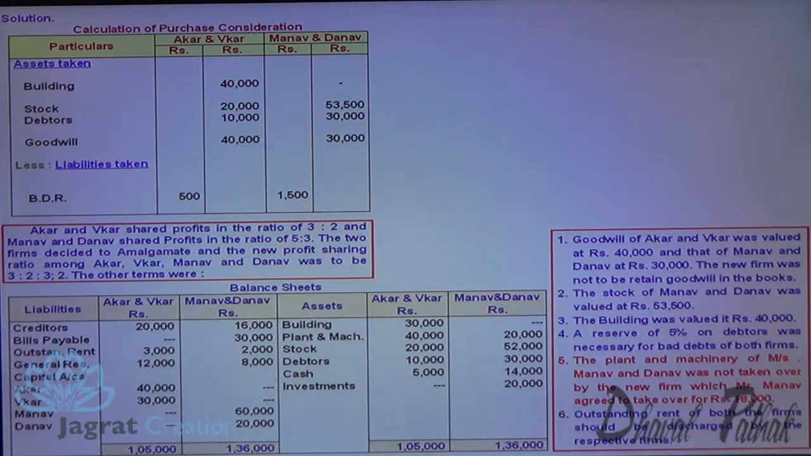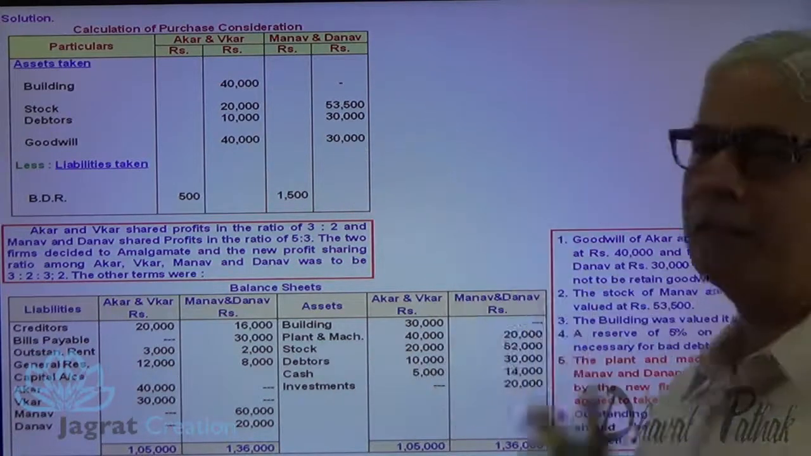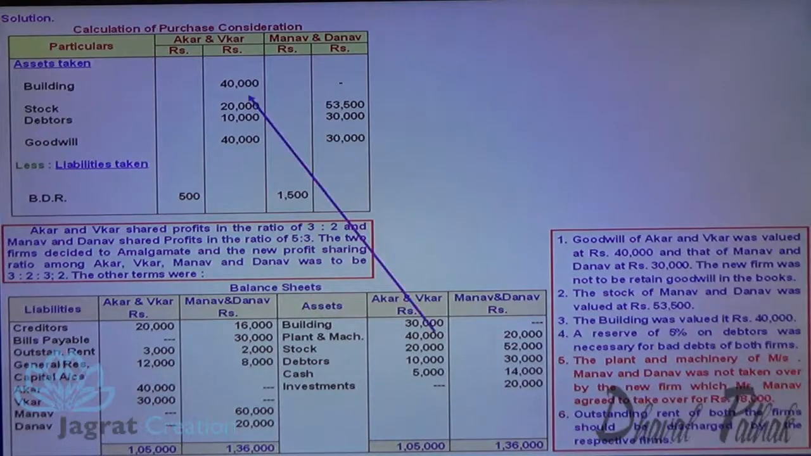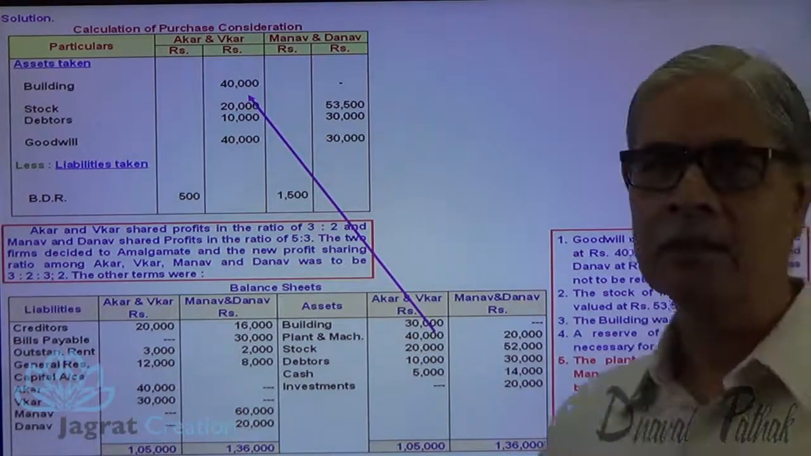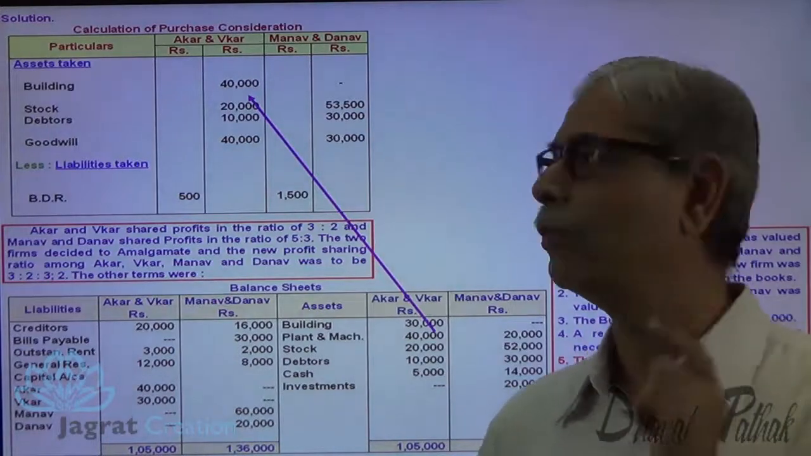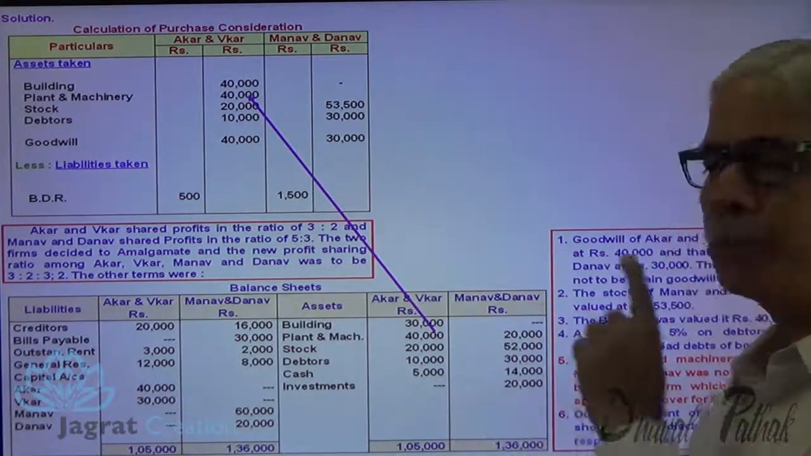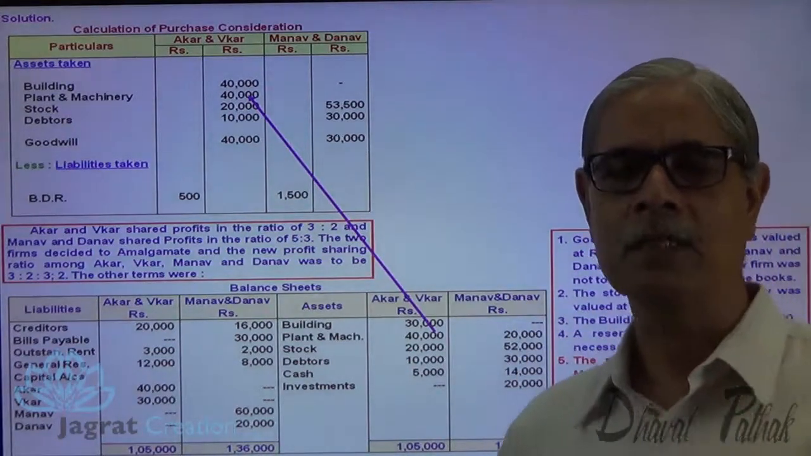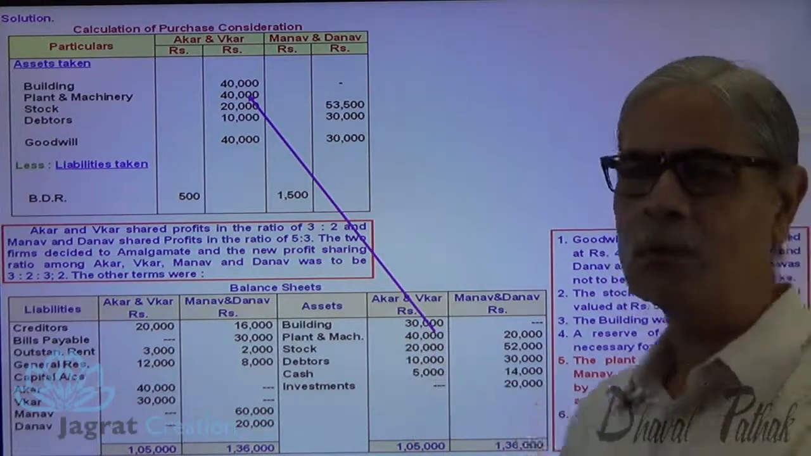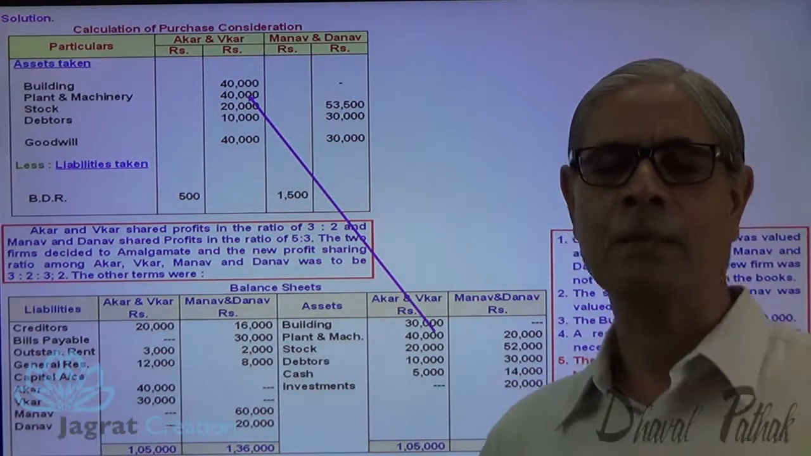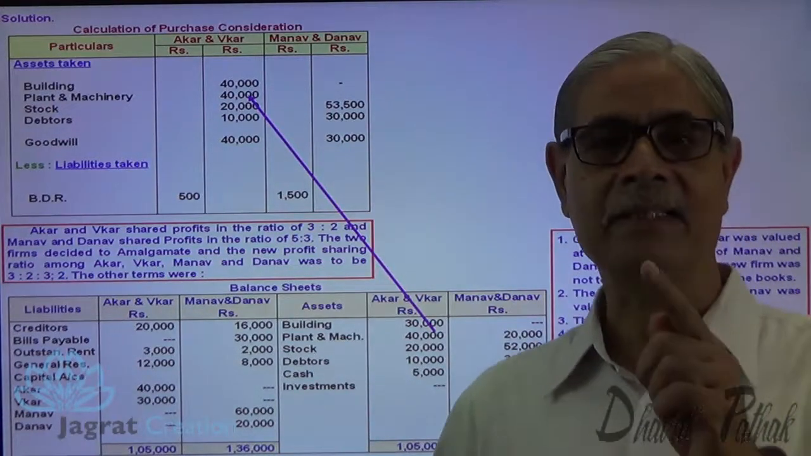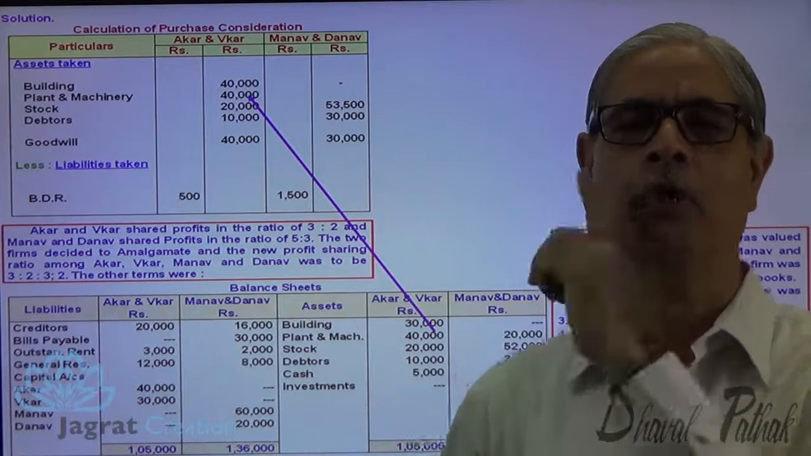Plant and machinery of Manav and Danav was not taken over by the new firm, which Mr. Manav agreed to take for 18,000. So this plant and machinery of Manav and Danav is not purchased. That's an important point. But the plant and machinery of Akar and Vakar is presumed to have been purchased at book value. So plant and machinery of Akar and Vakar purchased at 40,000. Plant and machinery of Manav and Danav is not purchased. It goes without saying that when the business is purchased, all the assets and liabilities are purchased, except those specifically identified as not purchased.